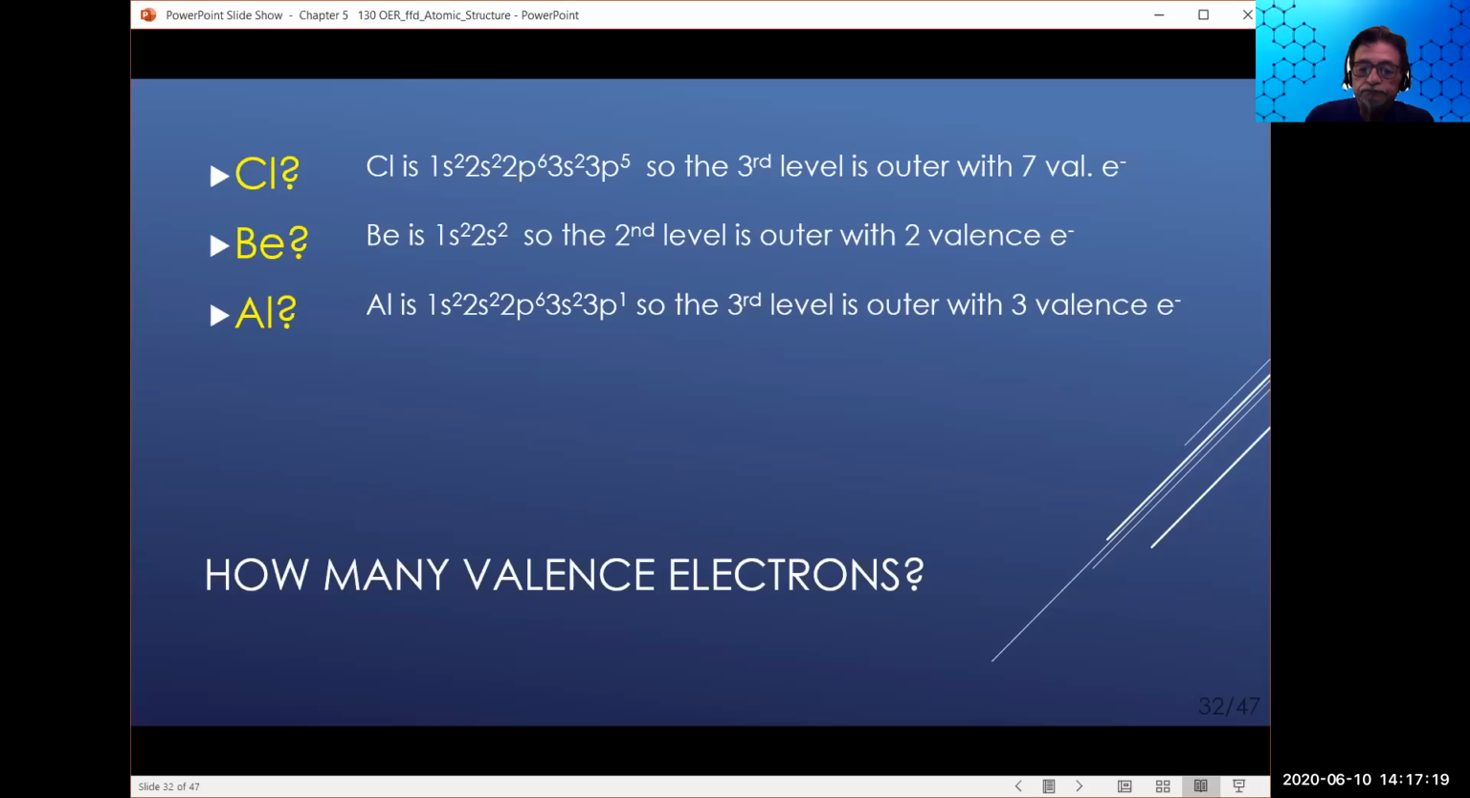Aluminum has 3 valence electrons. It's in group 3A. Those 3 valence electrons are in the third energy level. So we go from left to right, fill up the s orbitals first, and then we go across into the p's. And there's only 1, so aluminum is in group 3, so it's 3p1. The 3 valence electrons are in the third energy level. 2 of them are in the s orbital, and 1 of them is in the p orbital.